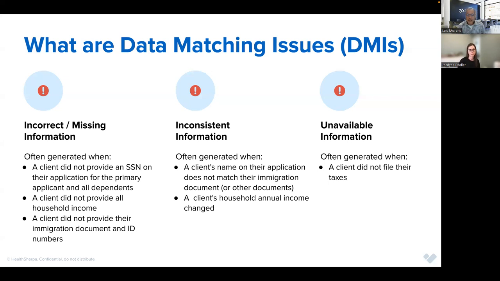Inconsistent information. I see this happening on socials where they give you one name, especially let's say they give you a maiden name and they've gotten remarried, and you're using the new married name, but they didn't change it on the Social Security. That will create an inconsistent DMI. Okay.